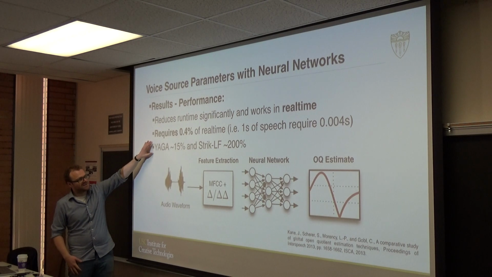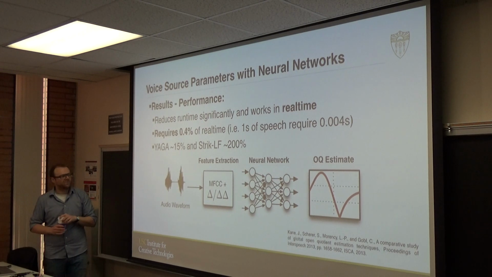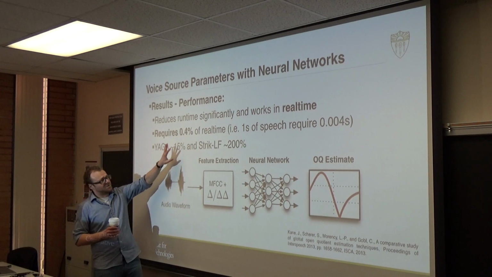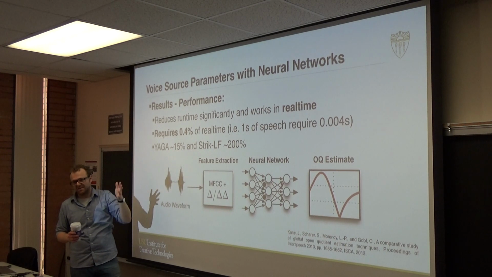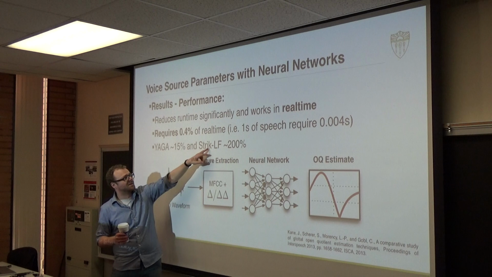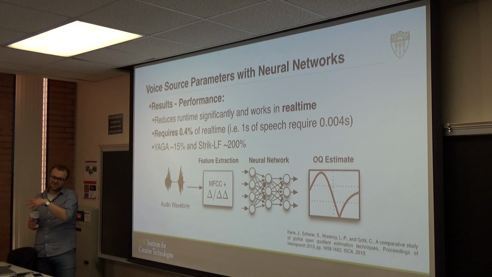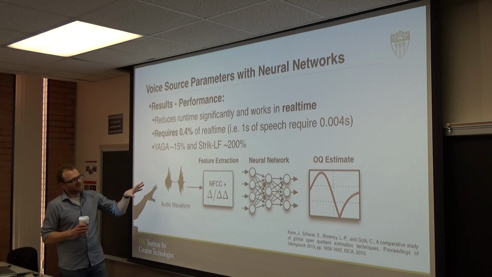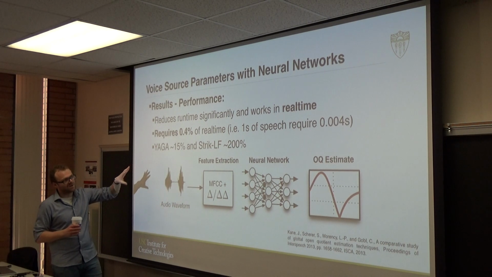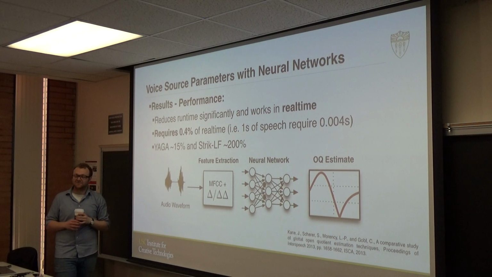While the other methods, which are based on standard optimization algorithms, take 15% of the time, so if you have a second, you need a tenth of a second to calculate it, and other methods even take 200%. So if you have a second of audio, you need 2 seconds to calculate it. These methods are a lot slower than our method, and even perform worse.